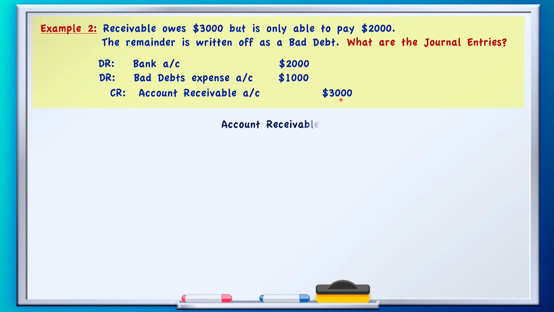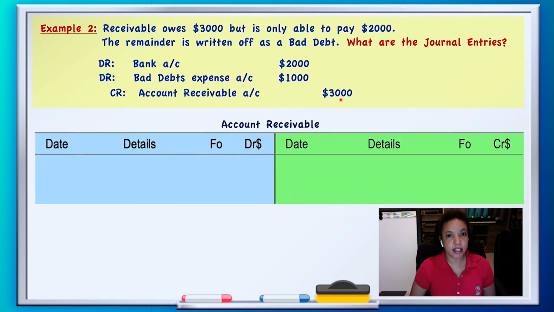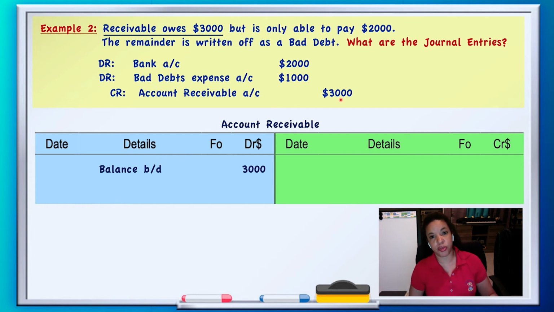So in this case, I decided to start with the accounts receivable first. And the first thing that we need to disclose for our account would be the balance at the beginning, right? So we had a balance. How much did the receivable owe? He owed $3,000. So your balance on the debit side, because it's an asset once again, would be $3,000, right? So we have our balance. This tells us that at the beginning of the period he owed 3,000.